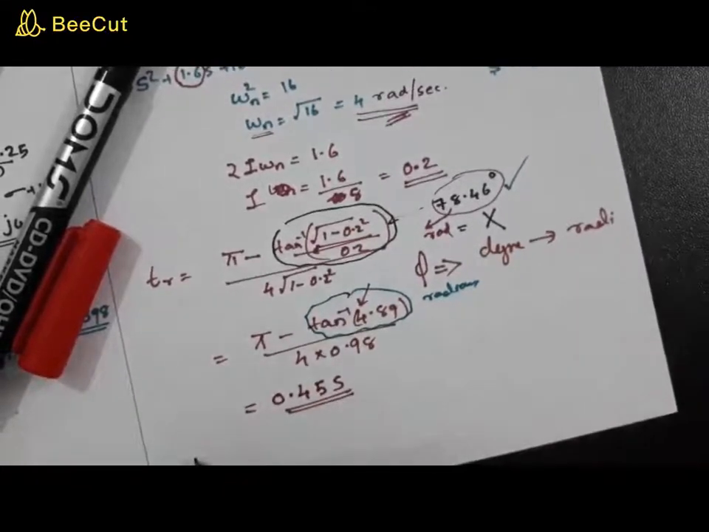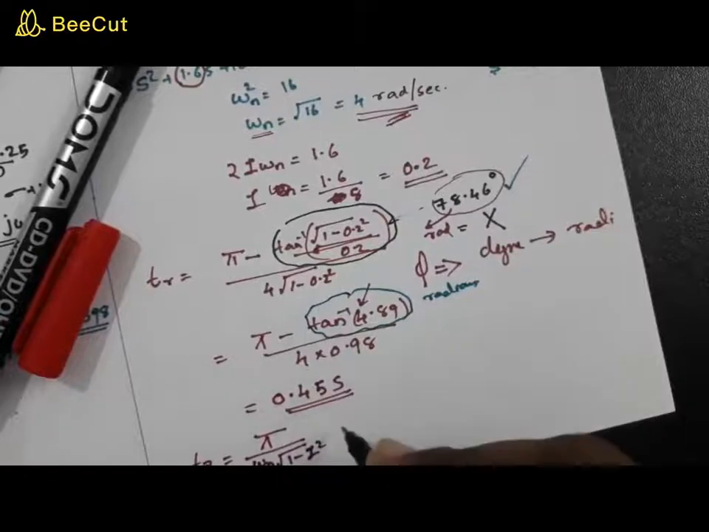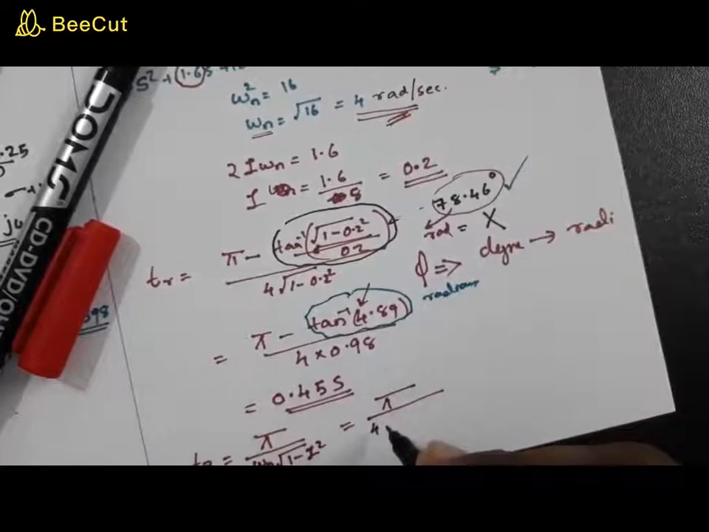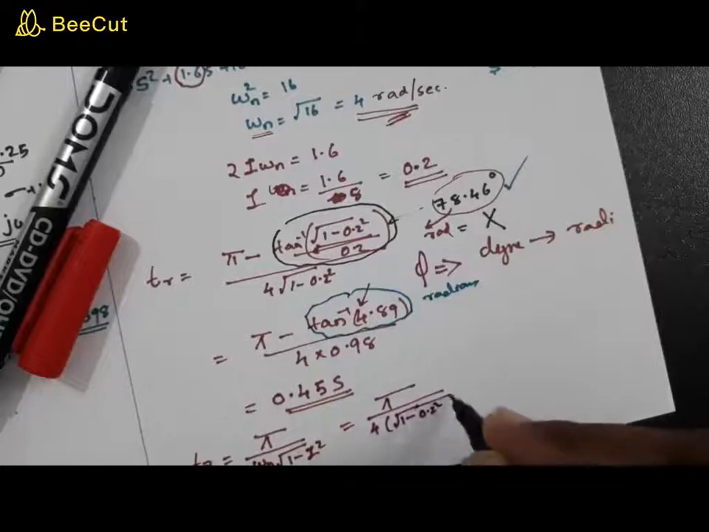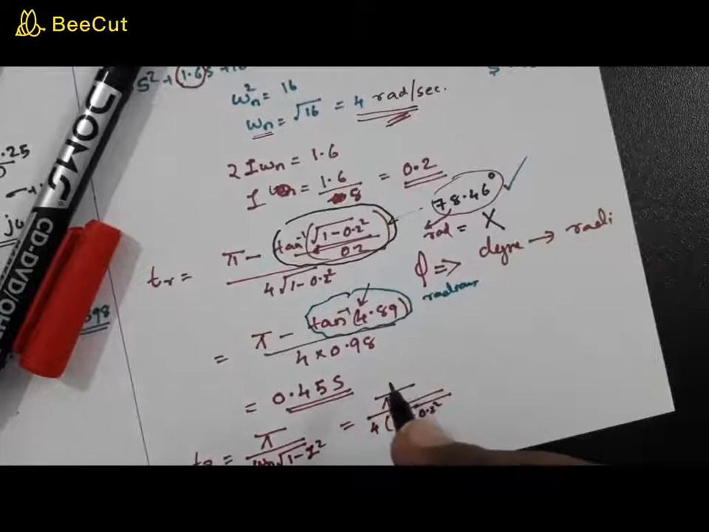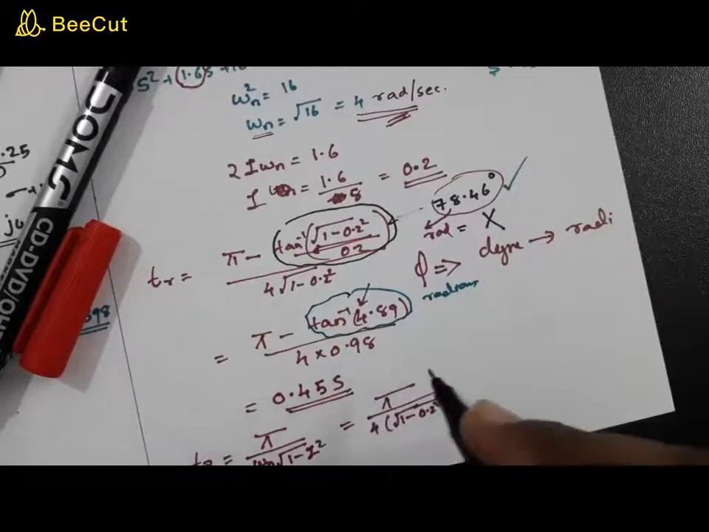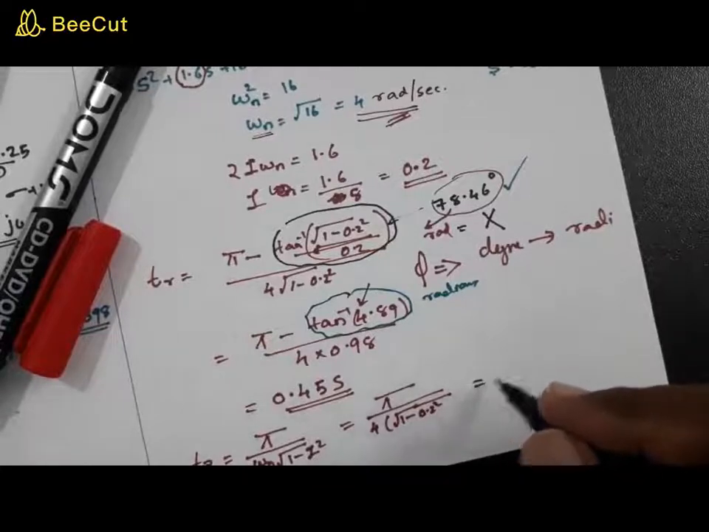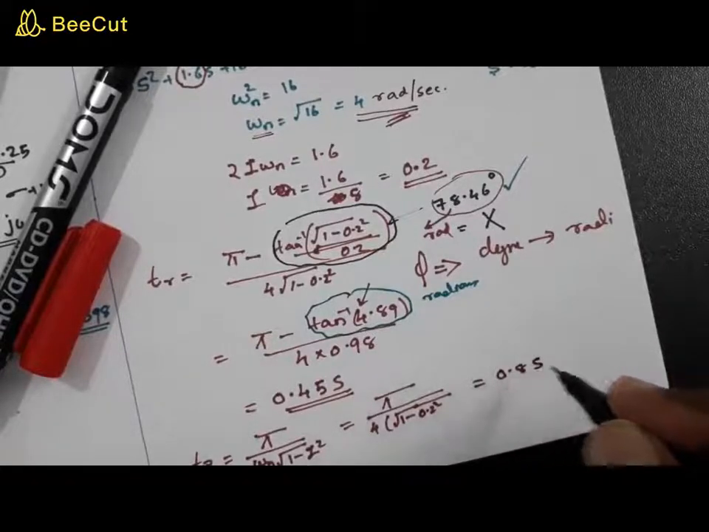Now similarly, what is TP? So TP, we know, is pi by omega n into root of 1 minus theta square, just as a matter of substitution. That is, omega n is given as 4 radians per second into root of 1 minus 0.2 square. Now you can just evaluate this, pi divided by this. Since there is no angle in this equation, no need of any conversion. You can straight away use your calculator and you will be getting this as 0.8 seconds.